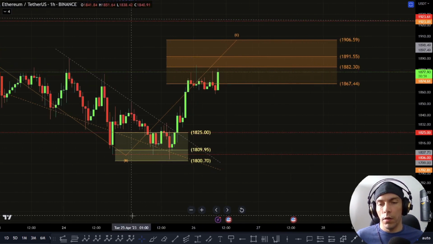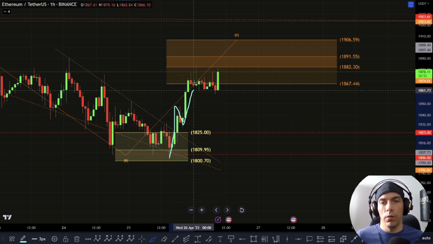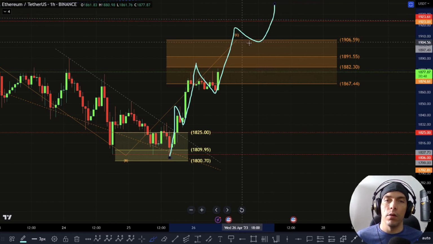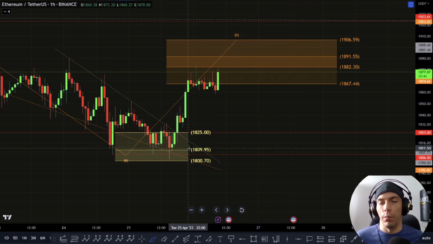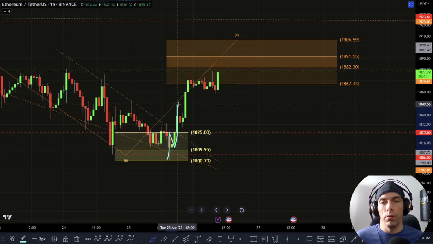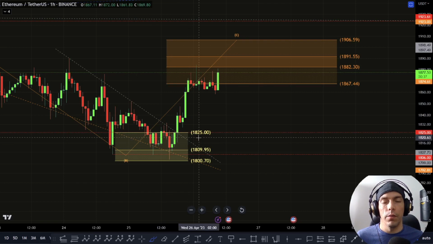Within the internals here, we can argue a couple of ways of counting this currently. We could look at this as an entire move, 1, 2. This could become another 1, 2, and then we could get a bigger extension up here, in which case this flat correction would not be in play. The other way we can look at this is that potentially this is 1, 2, 3, 4, and 5. There's no overlap between these, so that is fine.